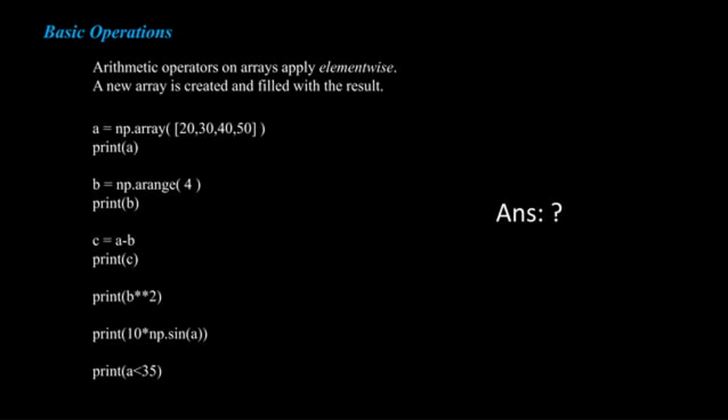Another program, B is equal to np.arange(4), print B. Now A and B are taken, we need to print C. A variable C is taken, we need to know A minus B. A is an array which contains a list, B is arange 4.